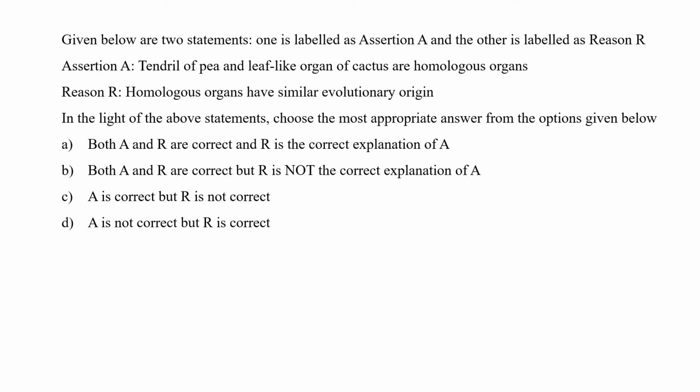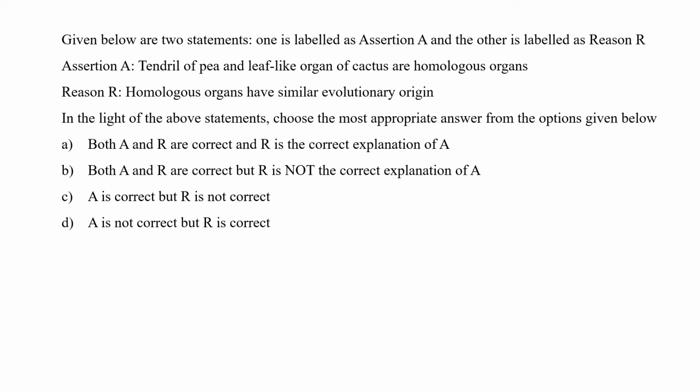Next question is, given below are two statements. One is labeled as assertion and other is labeled as reason. Assertion: tendril of pea and leaf-like organ of cactus are homologous organs. Reason: homologous organs have similar evolutionary origin. In the light of the above statements, choose the most appropriate answer from the options given below.